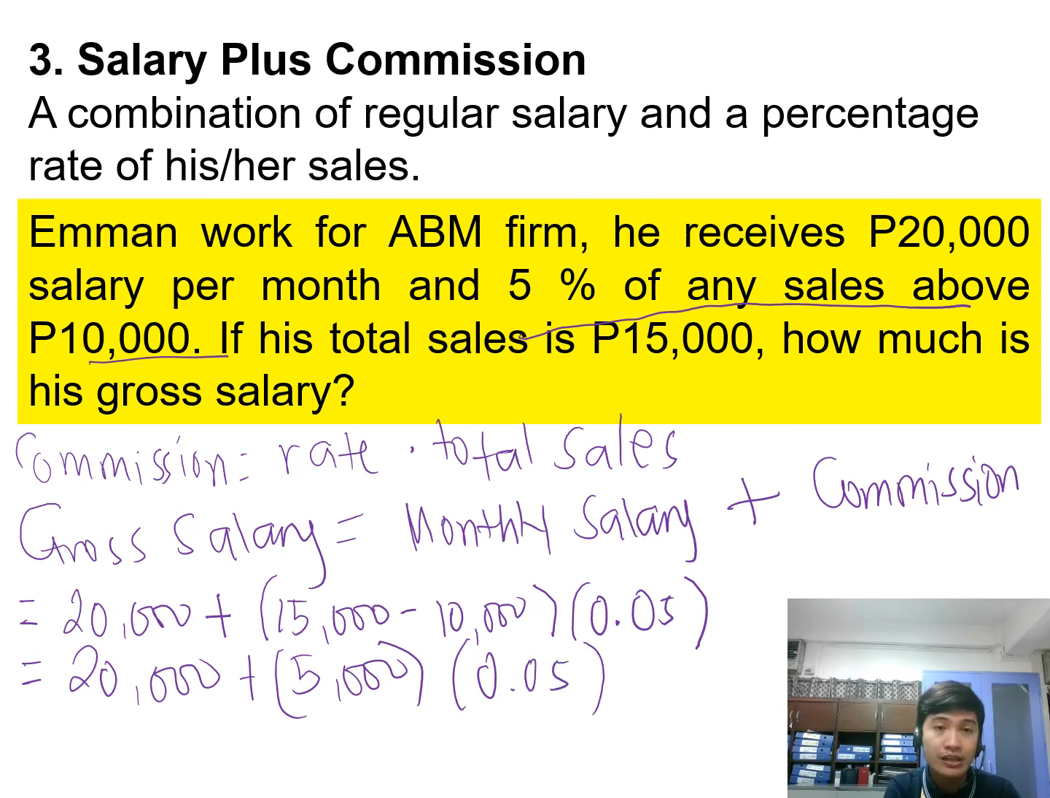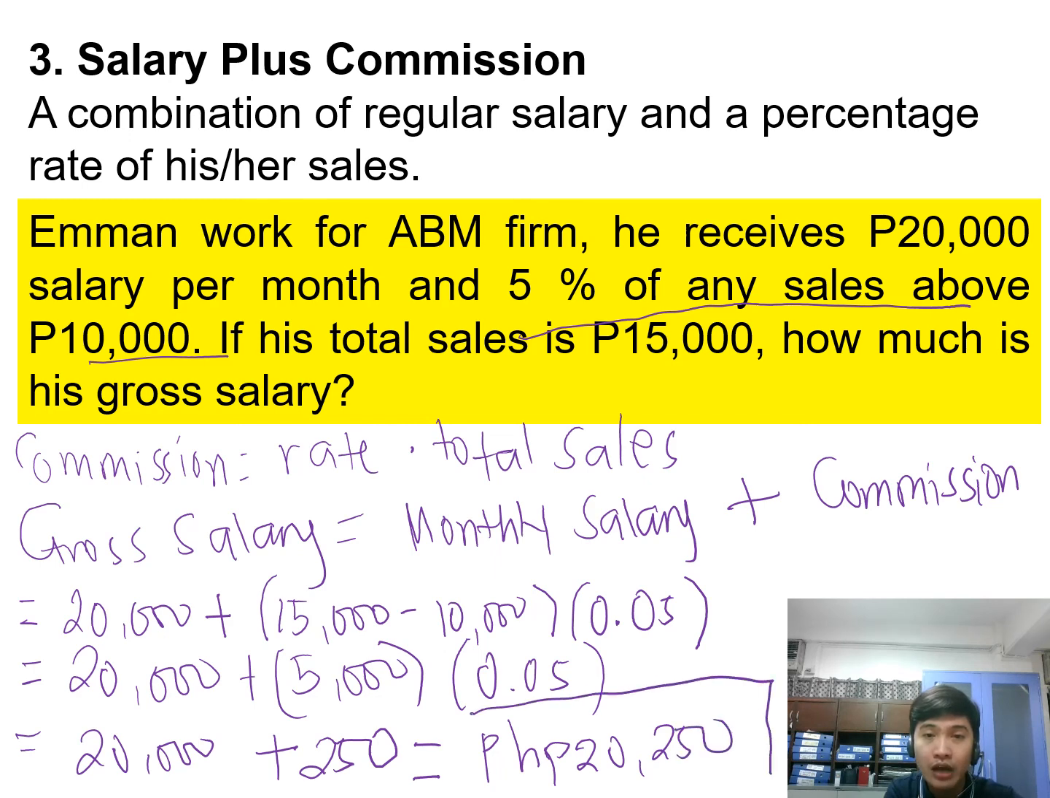Okay? So in this case, you will have 20,000 plus, what is the 5% of 5,000? So 5,000 times 0.05, that is 250 pesos. So ito ngayon yung 5% nung above 10,000 na sinasabi sa problem. Yung sales above 10,000 dun sa problem ay 5,000 kasi ang total sales niya ay 15,000. Getting the 5% of it, you will have 250 pesos. Therefore, in this problem, ang magiging gross salary ngayon ni Eman ay 20,250 pesos.